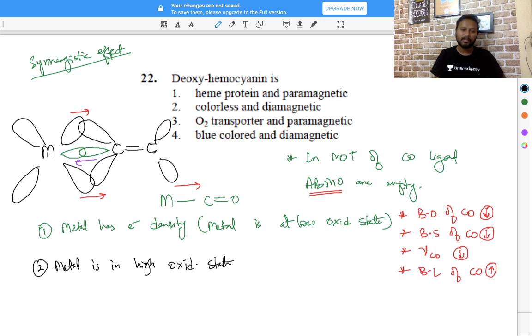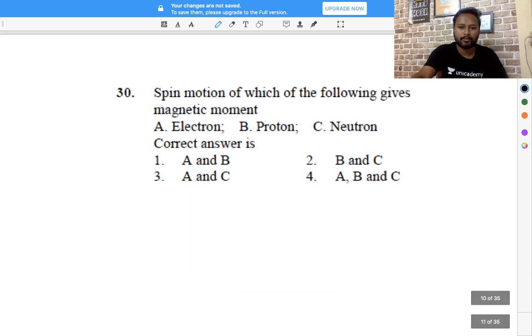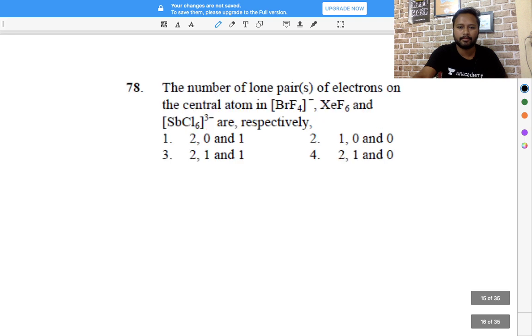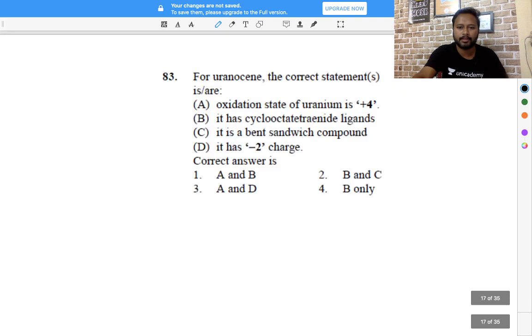Okay. So synergistic effect is also seen in metal olefin bonds. There also the same thing happens, and you'll see the same effect on the bond length and the bond order. Okay, so like that, it was your synergistic effect. Okay, let's take the next question.